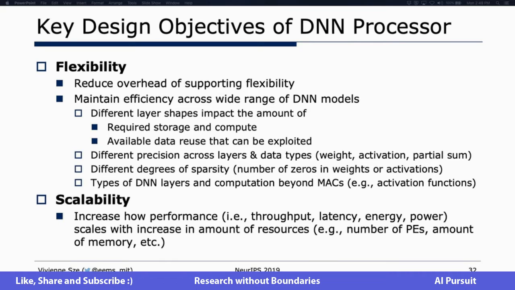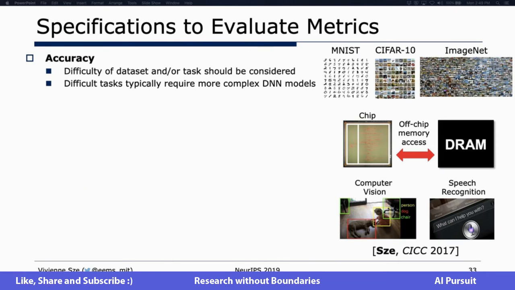The key idea here is that if I have one given design and I say I want to put more resources into it, for example, increase the number of PEs, increase the amount of memory, does the performance, for example the throughput, naturally scale up, or does the energy efficiency naturally scale up if I allow it to have more memory? That's also really important. This allows you to avoid having to redesign the hardware or system every single time you get more resources.